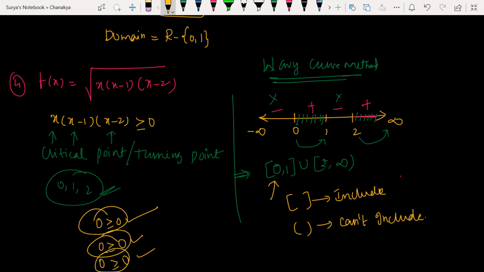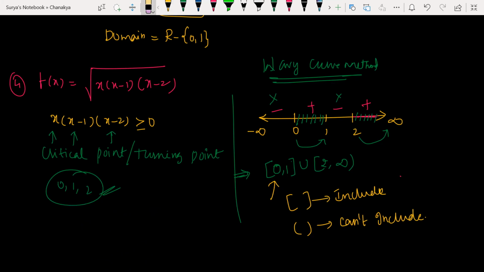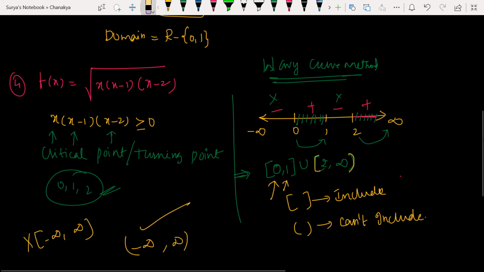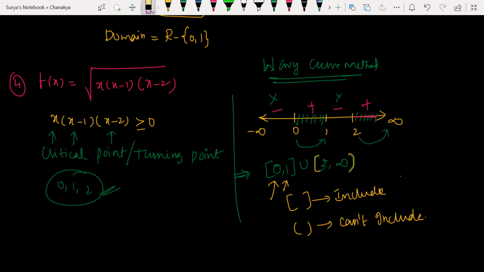That is the reason I can include 0, comma 1, close bracket, union 2 to infinite, open bracket. You never close at infinite. Even if you have minus infinite to plus infinite, you can't write it with square brackets, which is a blunder. Whenever you write minus infinite to plus infinite, put it in open brackets, not close brackets. Close bracket is square bracket, open bracket is the small round one. Clear? Understood now how to find the domain?